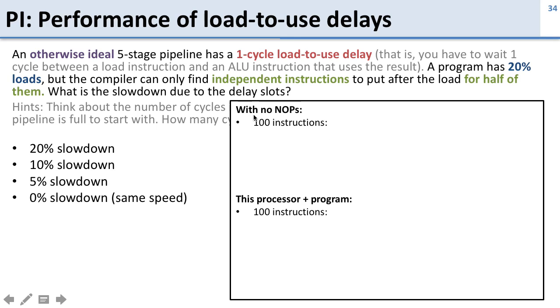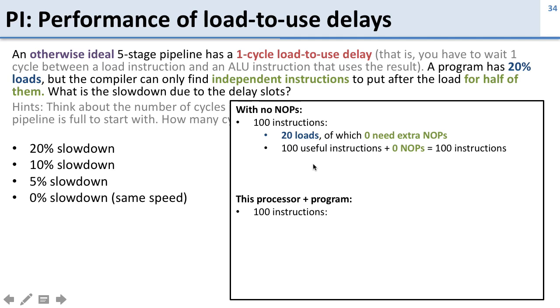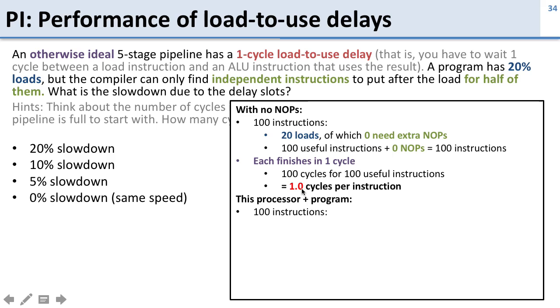We've got 2 cases. This is with no-ops, this is a perfect case. That's our baseline, so we can figure out the performance speedup or slowdown. And then this is the one we're looking at here with this processor and this program. So for the baseline here with 100 instructions, 20 of them are going to be loads, and we don't need any extra no-ops in these instructions because this is the baseline where everything works perfectly. So we have 100 useful instructions and no no-ops. We have 100 instructions, and this is an ideal processor, so everything finishes in 1 cycle. So we get 100 cycles for 100 useful instructions, or 1.0 cycles per instruction. That's the performance of this. It takes 1 cycle per instruction.